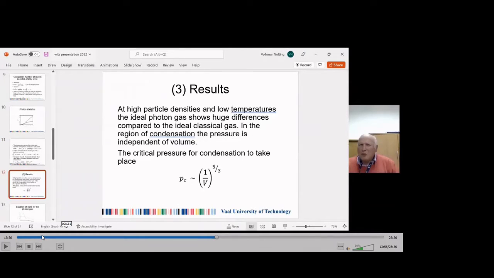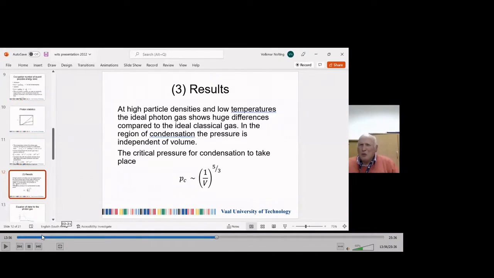Now we come to the results section of this presentation. At high particle densities and low temperatures, the ideal photon gas shows huge differences compared to the ideal classical gas. In particular, in the region of condensation, the pressure is independent of volume V. And the critical pressure for condensation to take place decreases with increasing volume V according to this formula.